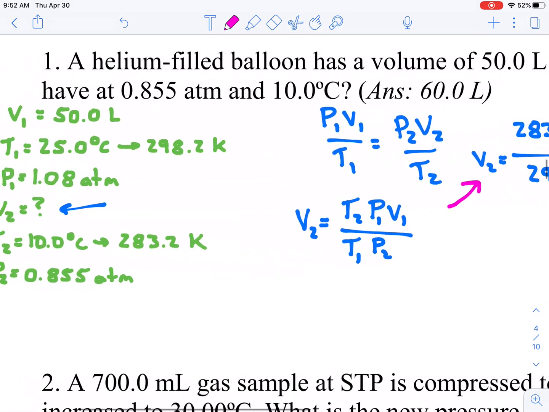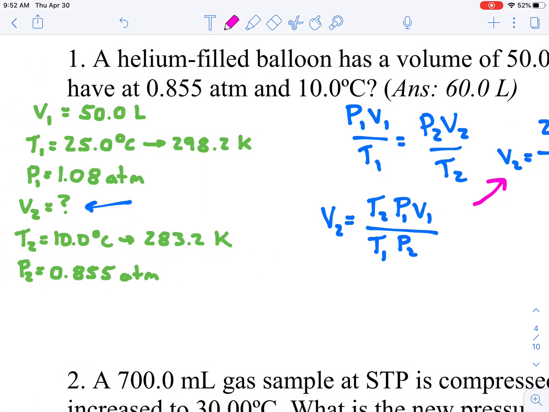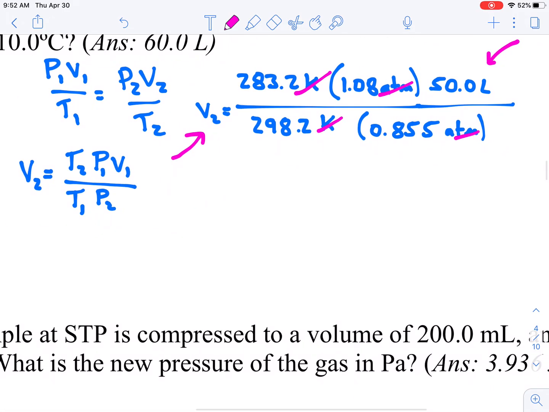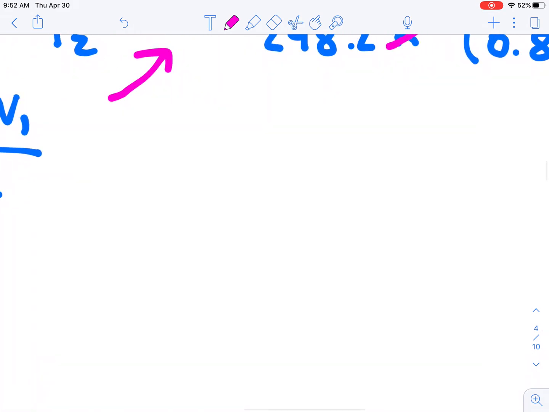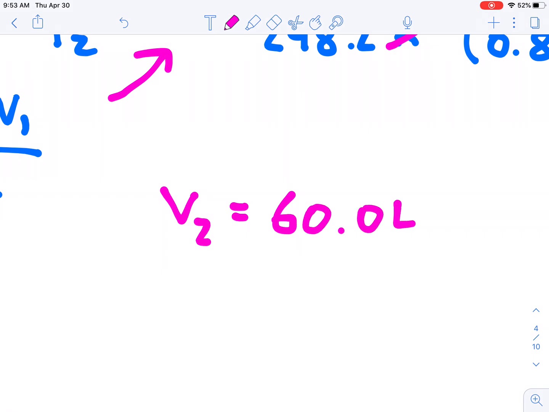And sig fig-wise, another benefit of this list is figuring out your sig figs. So you have 3 sig figs here. You started with 3 here, you turned it into 4, but 3 is less than 4. 3 sig figs here, 4 sig figs here, 3 sig figs here. So because this is multiplication division, we care about number of sig figs. We go with the least number. We want 3 sig figs because all we have is 3s and 4s. So we have our final volume of 60.0 liters.